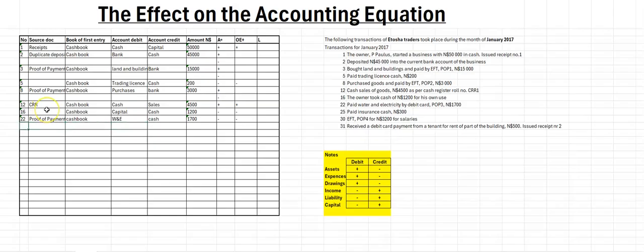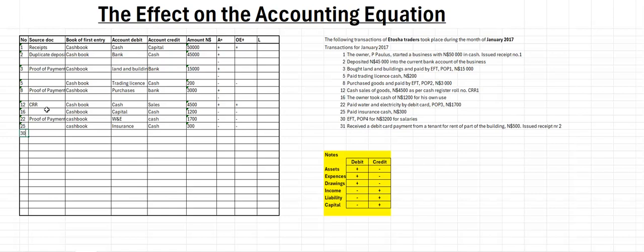Okay, and then on the 25th, we have paid insurance cash. There's no receipt there. Cash book. We have insurance. Hold on. Yes, insurance is an expense. So insurance. And we have cash decreasing. And the amount would be $300, and again, negative and negative.